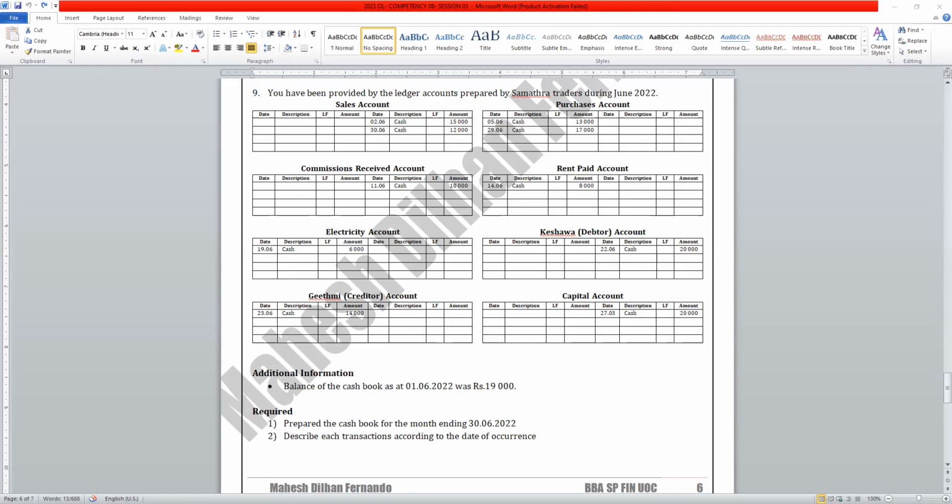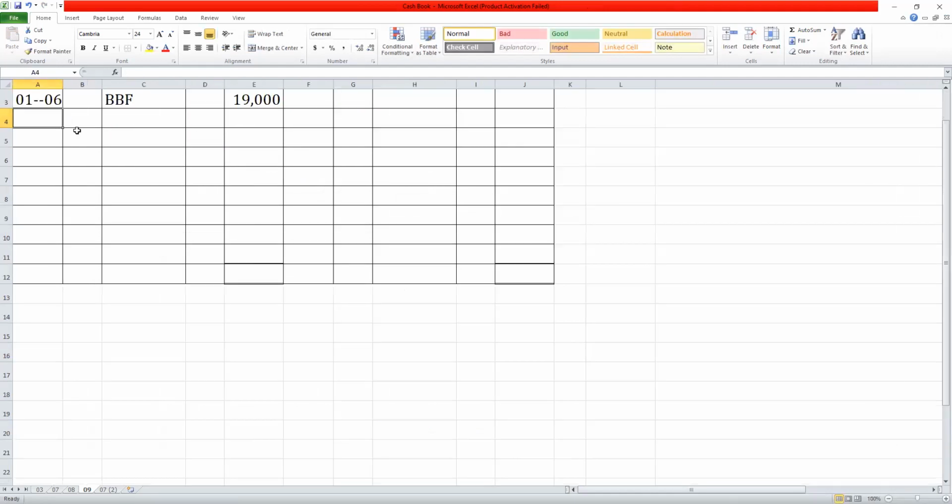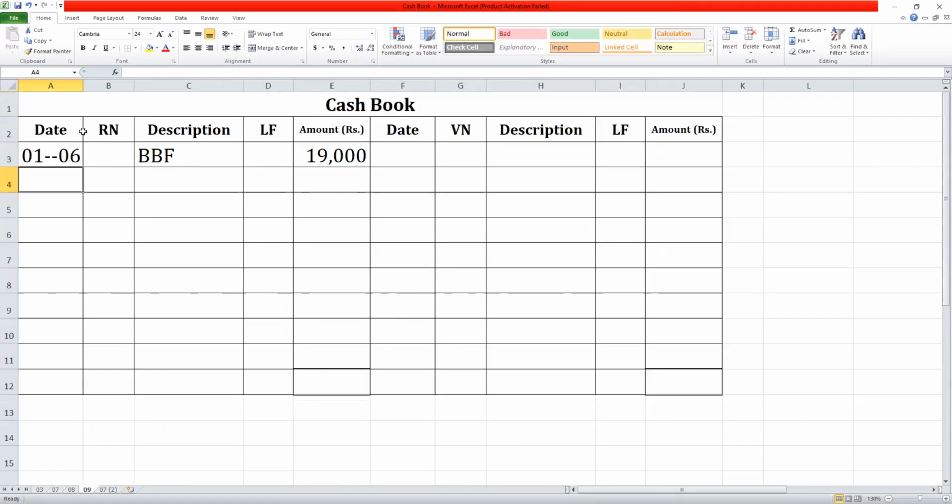Right, Hari. Let me share the screen now. Good. We have to complete the cash book and describe the transactions. First one, 1st of June. That is the date. Balance brought forward, 19,000. Cash book is debited 19,000.